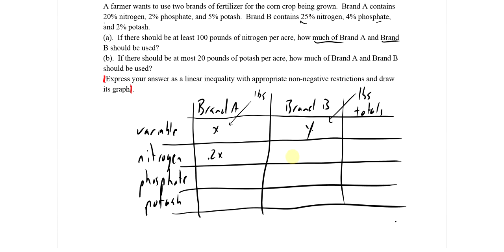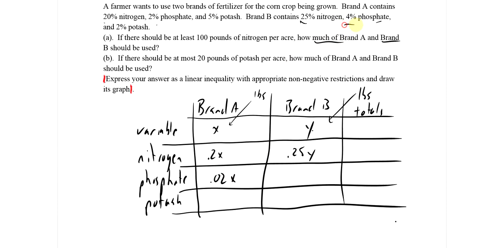If you have Y pounds of brand B, then you have 0.25 Y pounds of nitrogen, right? So if you had 1,000 pounds of brand B, how many pounds of nitrogen would you have? Well, 25% of 1,000, which is 0.25 times 1,000. So likewise, phosphate, 2% of phosphate in X pounds, so 0.02 X.